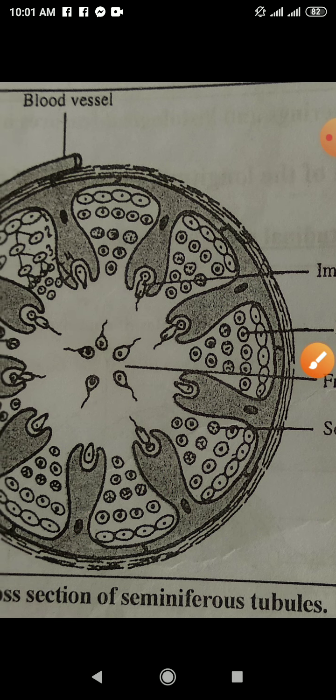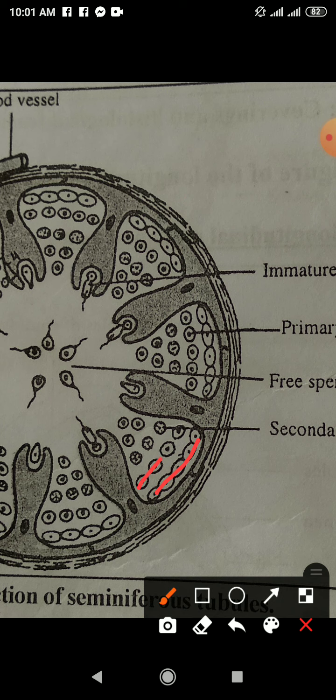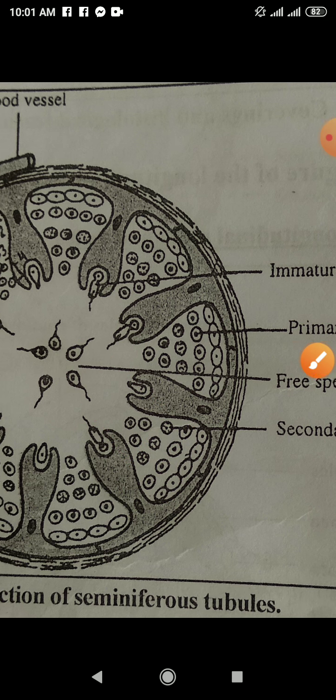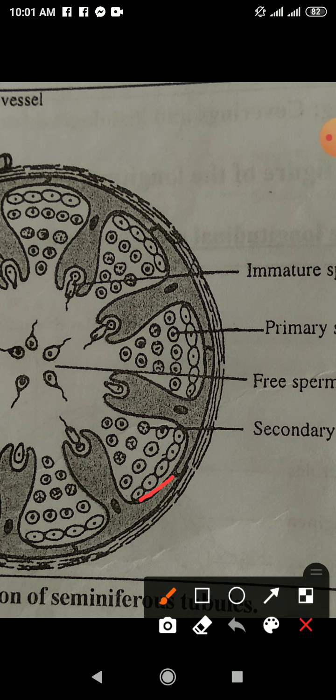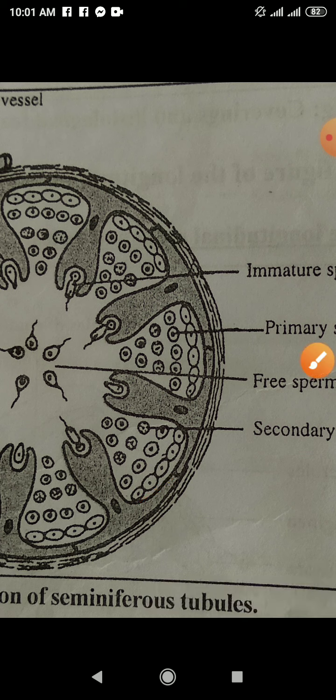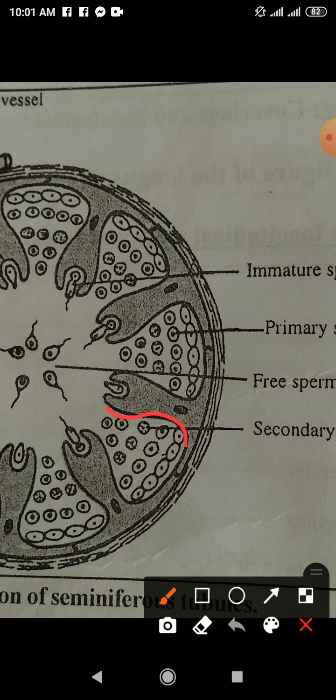So these spermatogonia, spermatocytes, spermatids, and spermatozoa are all spermatogenic cells, and their ultimate goal is the formation of the spermatozoa. And which one is the Sertoli cell? Look at that. This elongated polyhedral cell is known as the Sertoli cell, and it has a nucleus, and it extends from the basement membrane up to the lumen. So they are huge.